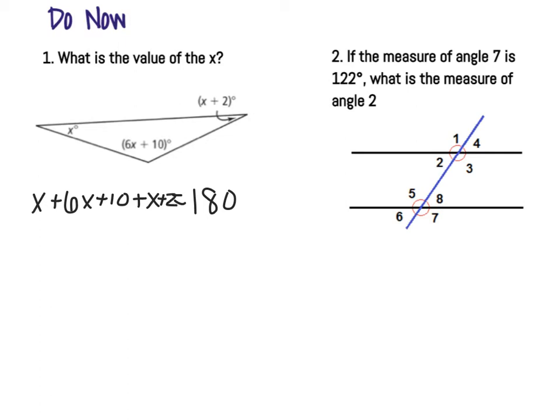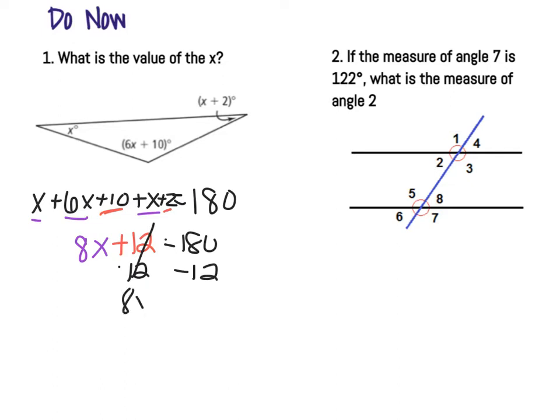Now I'm going to combine my like terms. I have 1x, 6x, and x to give me a total of 8 x's. Then I have a positive 10 and a positive 2, which gives me a positive 12, and that all equals 180. Solve my two-step equation. I have to subtract 12 on both sides because that's the opposite of a positive 12. I'm left with 8x equals 168. Divide both sides by 8, and I get x equals 21.